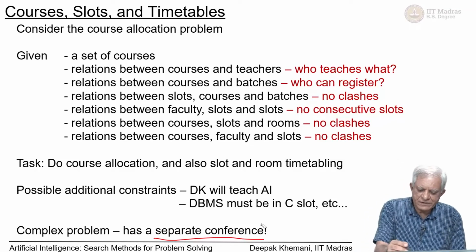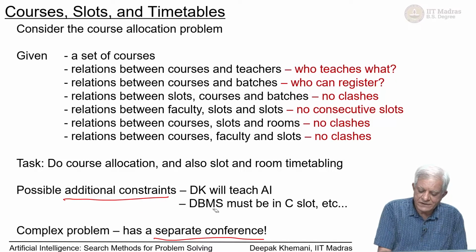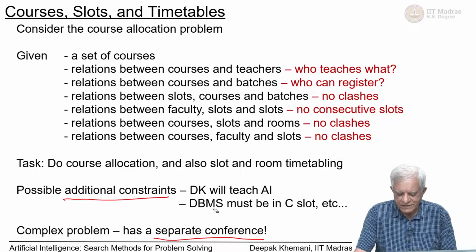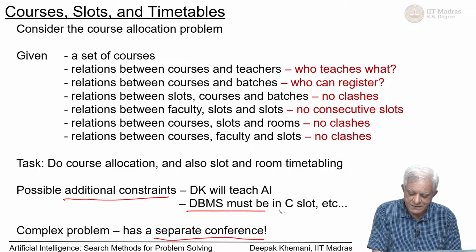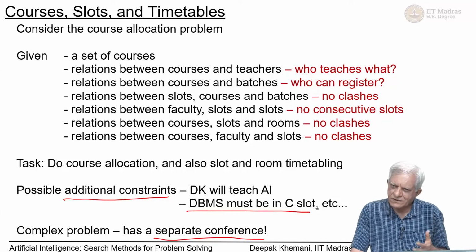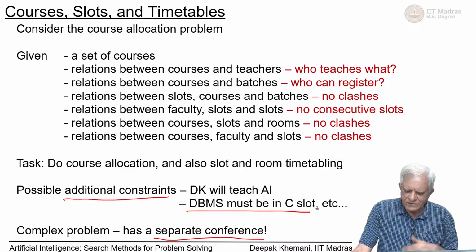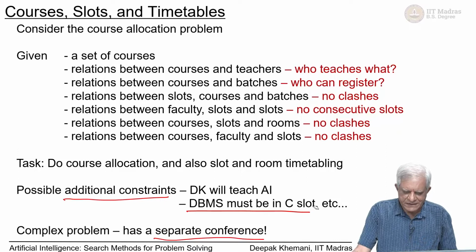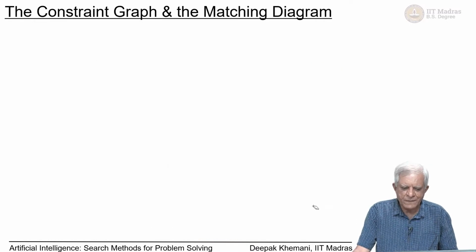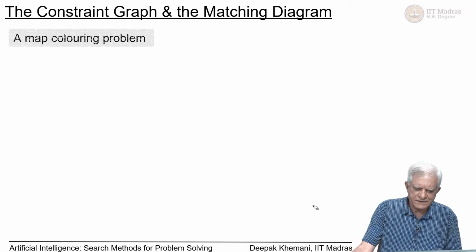So, apart from the constraints mentioned above, there can be additional constraints. So, for example, one can say that DK will teach AI and DBMS must be in C slot. So, you can say that we are specifying part of the solution already, that the solution must have these relations, and the rest you find so that there are no clashes essentially. But that's quite a difficult problem. So, we will leave that alone and start with simpler problems.